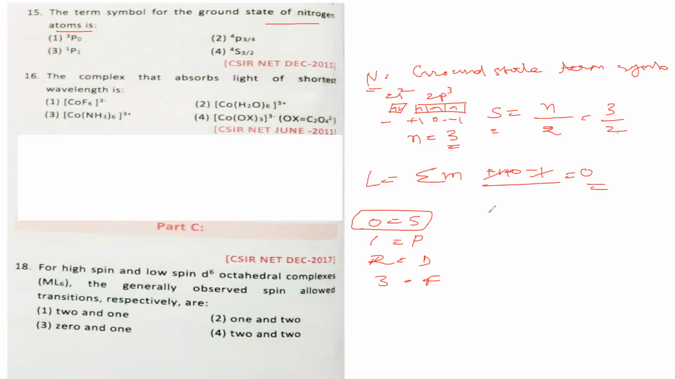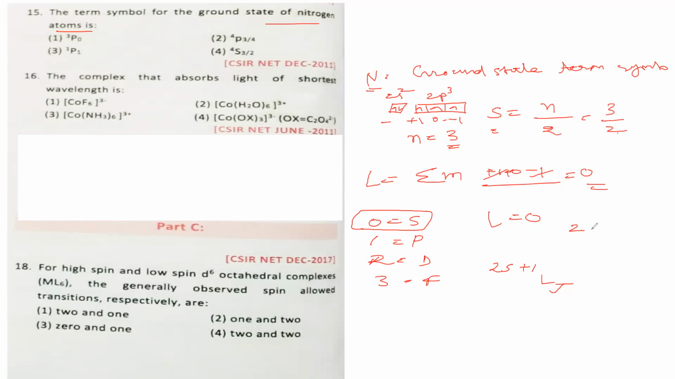So that's why L is 0. Okay. Now, how do we write the term symbol? We have to write the term symbol like this: 2S plus 1, L, and J value. So now we have to calculate 2S plus 1.